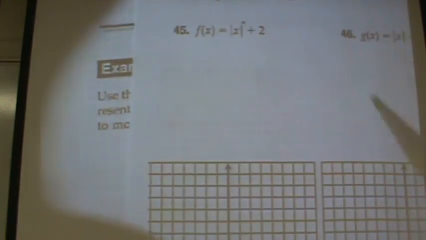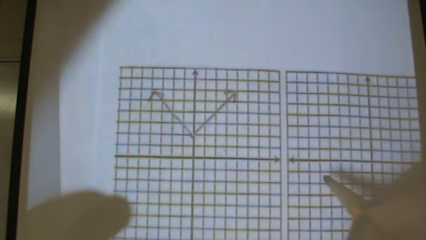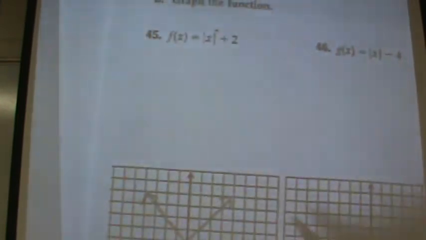So we'll do one together, number 45. It's saying absolute value of x plus 2. I gave you a little graph here. You can graph it if you want. What's the graph? It looks like this. So how would you write this in two pieces?